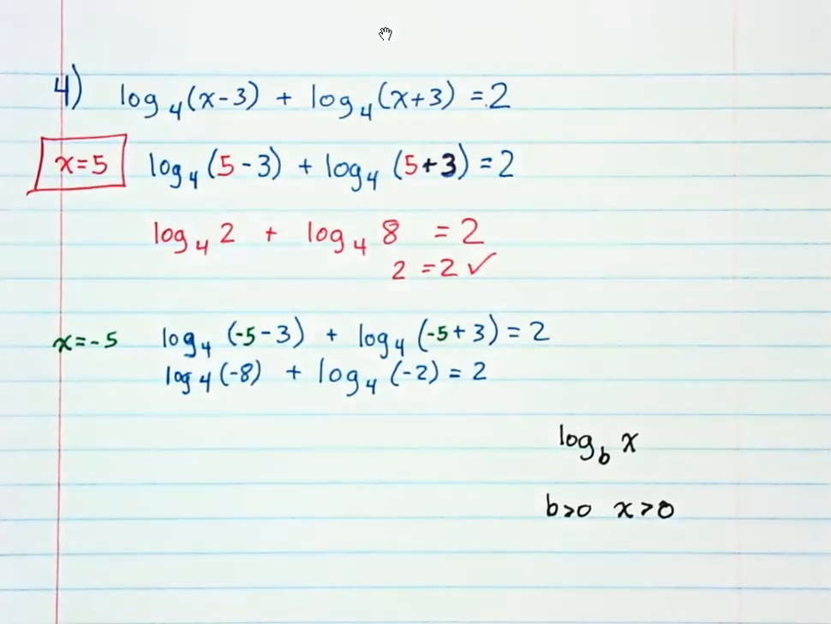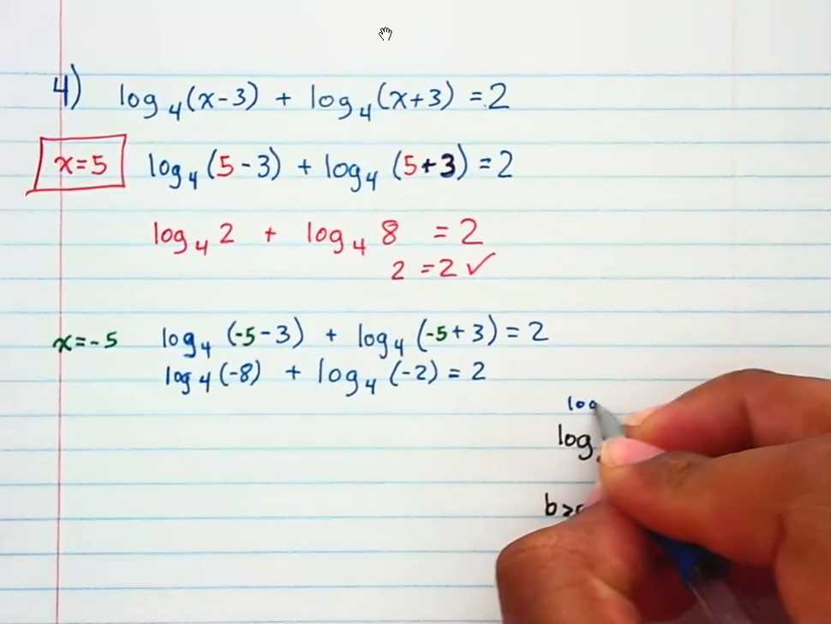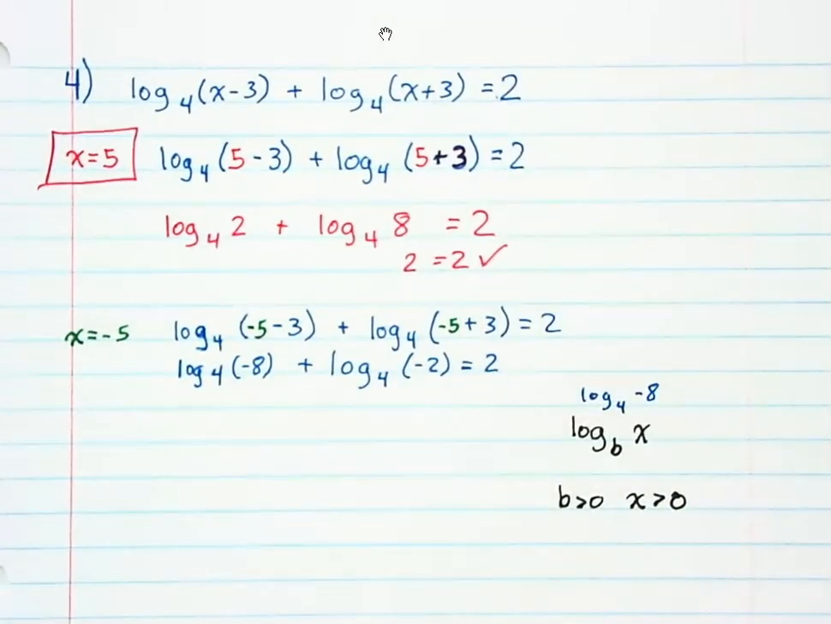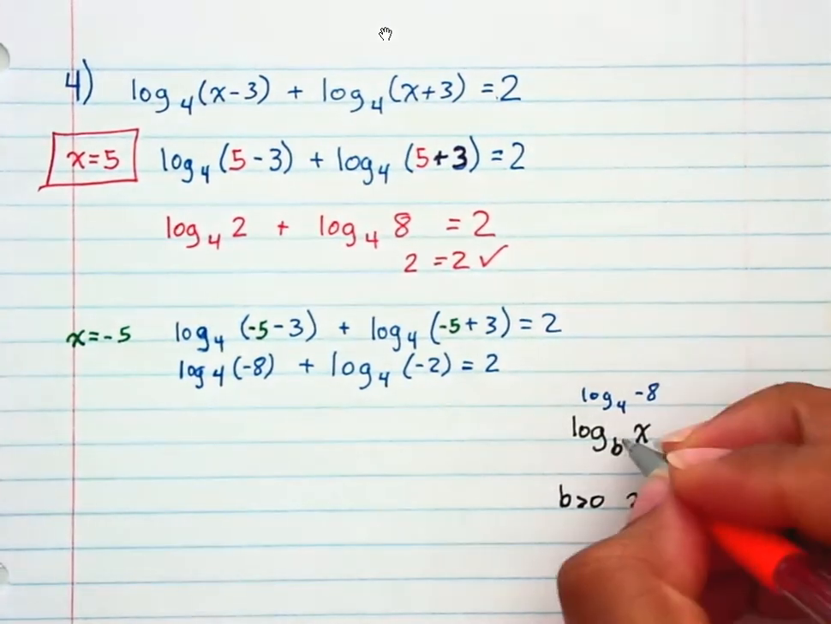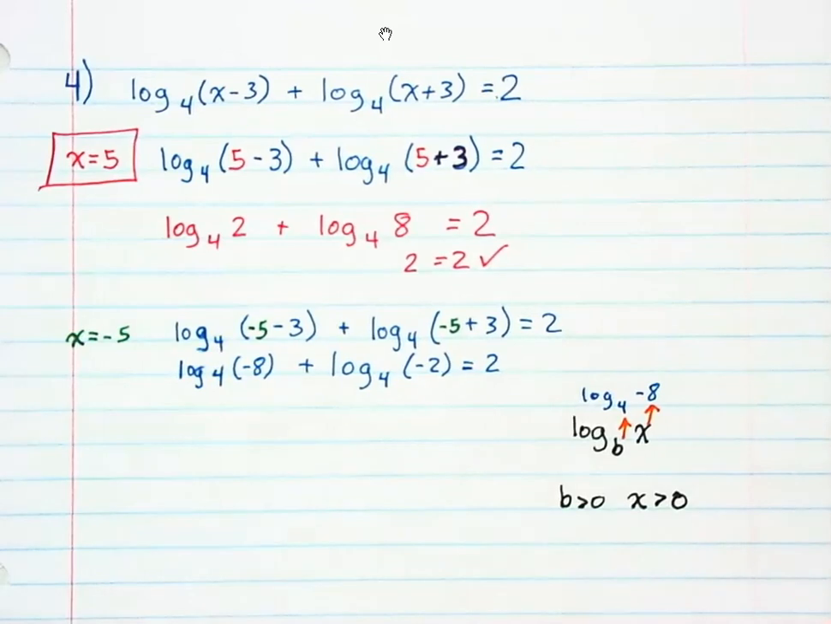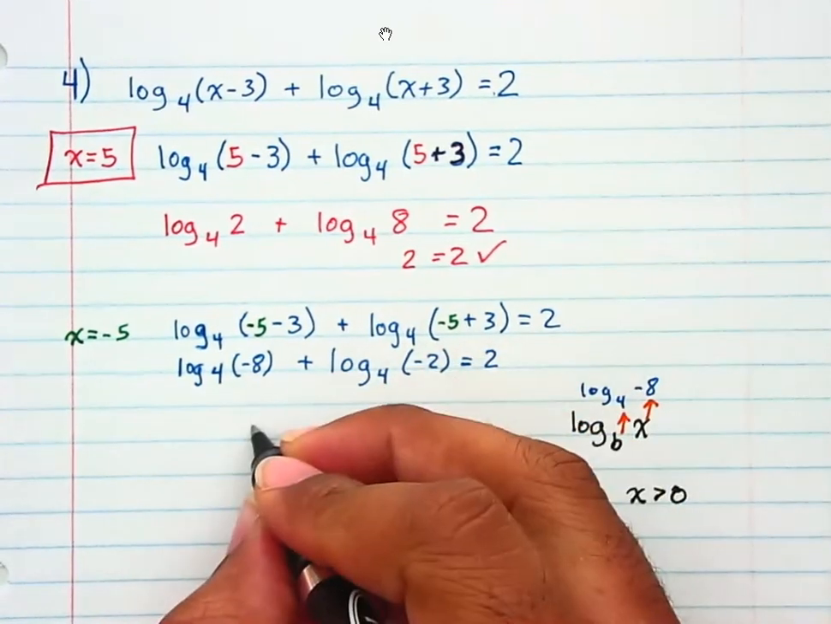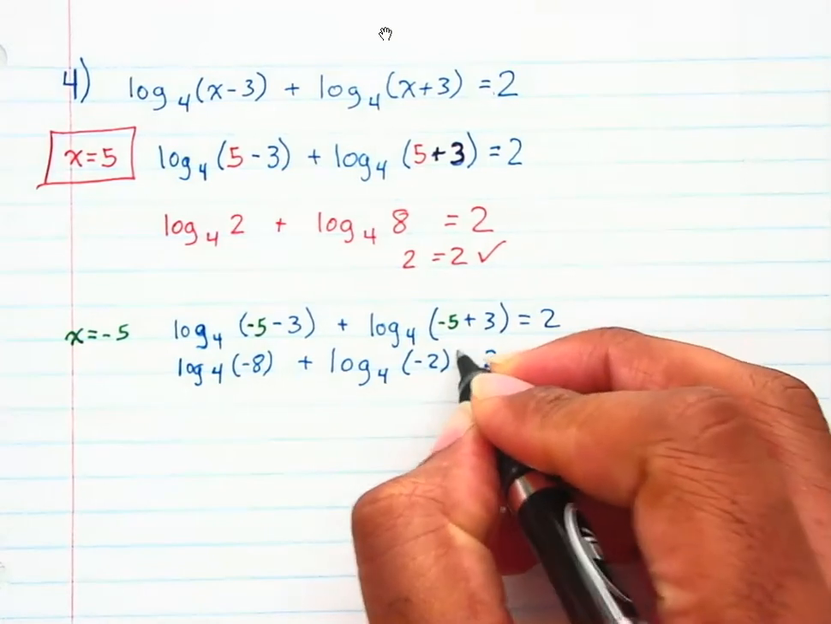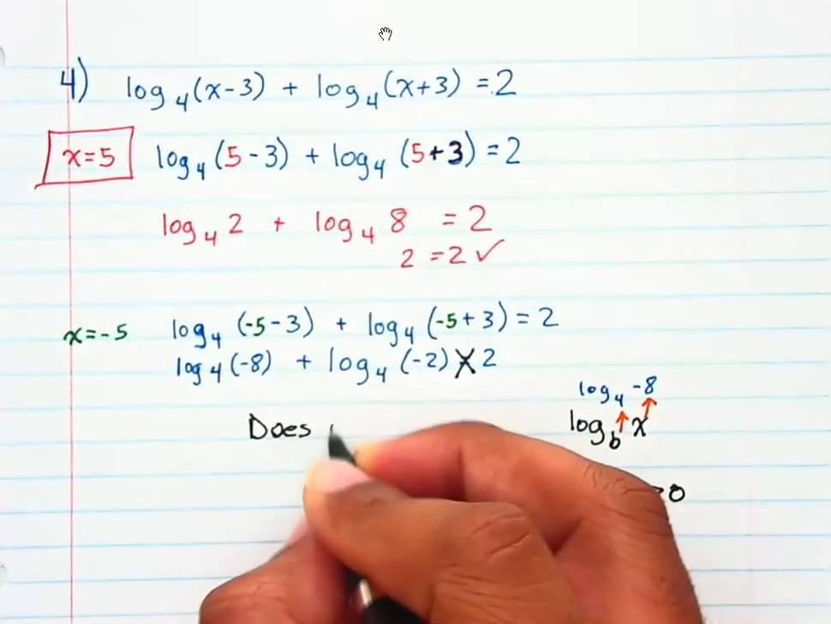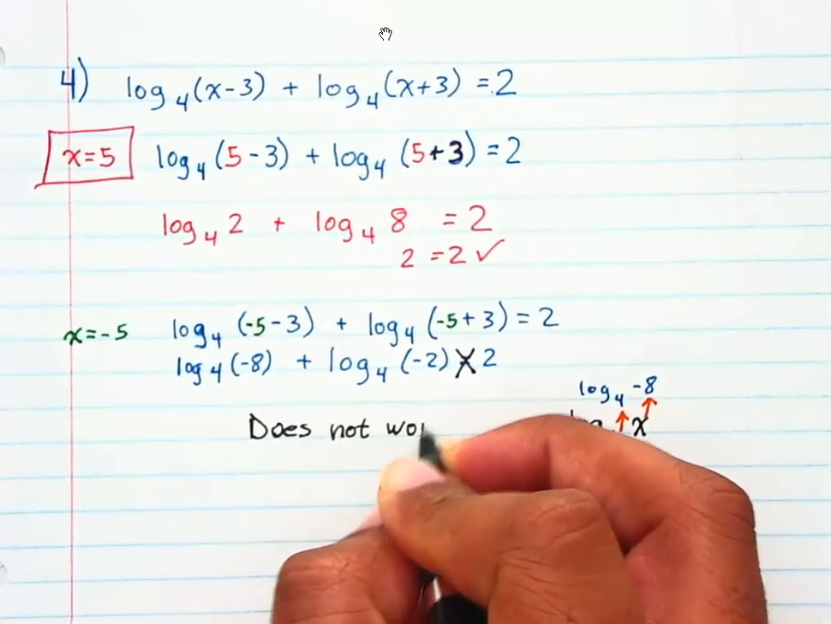All right, so looking at it, just really quick. So we know b right here is greater than 0. That's a positive 4. But x in that spot right there, that gave you a -8. What in the world? So that's not greater than 0. So you can automatically say right here, does not work. They do not equal. They don't work.